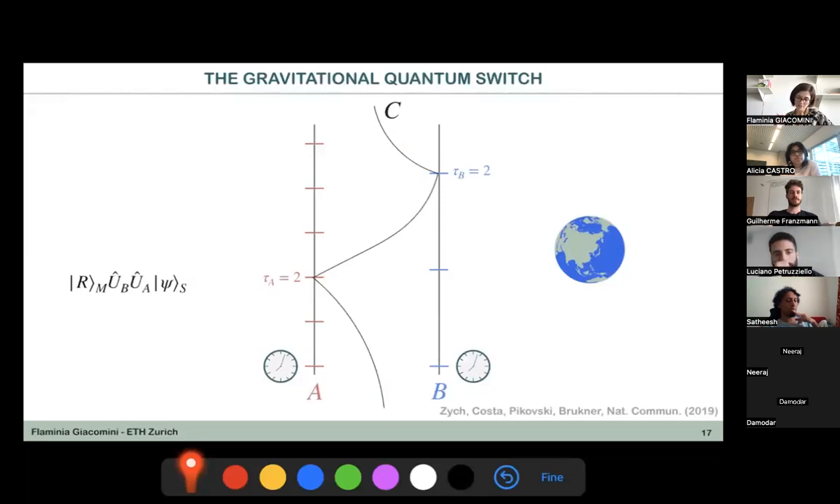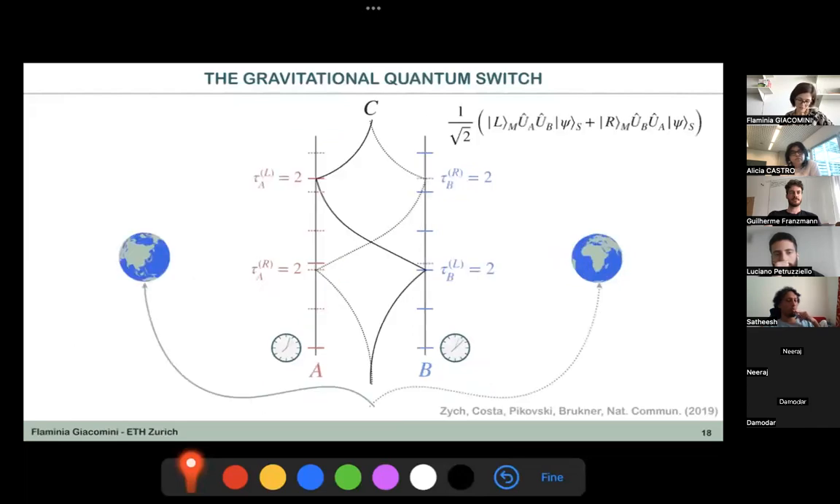Now, the gravitational quantum switch is when I put these two situations in a quantum superposition. So I have a quantum superposition of orders for the system to first go to B, then to A, and then to C, or first to A, then to B, and then to C. So that's the realization of the switch in a gravitational setting. Now here I drew the Earth, but you don't really need to think about putting the Earth in a quantum superposition. It's enough to put a massive body in a quantum superposition that should not be as big as the Earth.